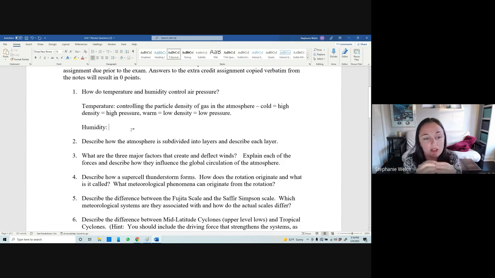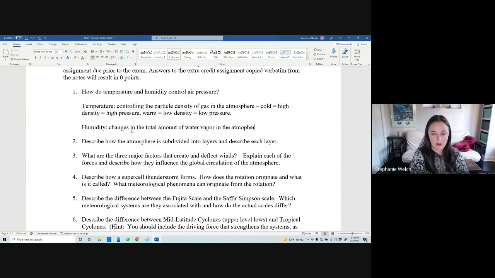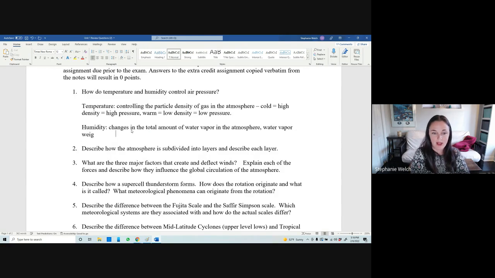Humidity is, of course, tied to the amount of water vapor in the atmosphere. The amount of water vapor is going to be the biggest thing that can fluctuate. So humidity is just changes in the total amount of water vapor in the atmosphere. And water vapor weighs less than most of the dry components of the atmosphere.